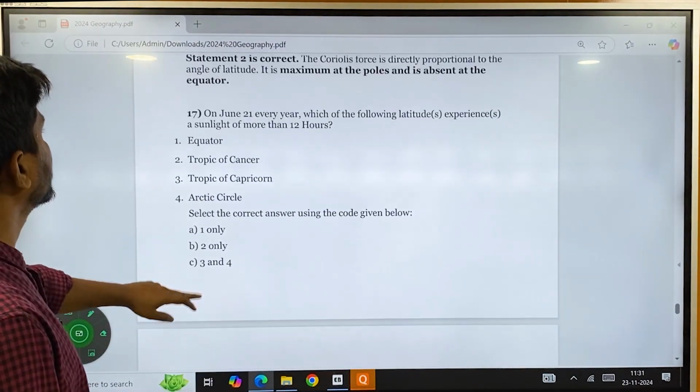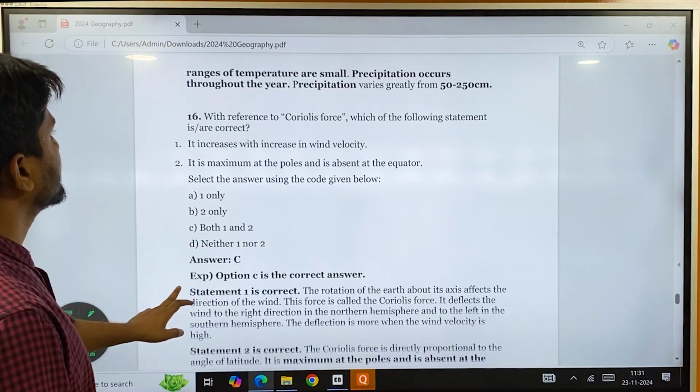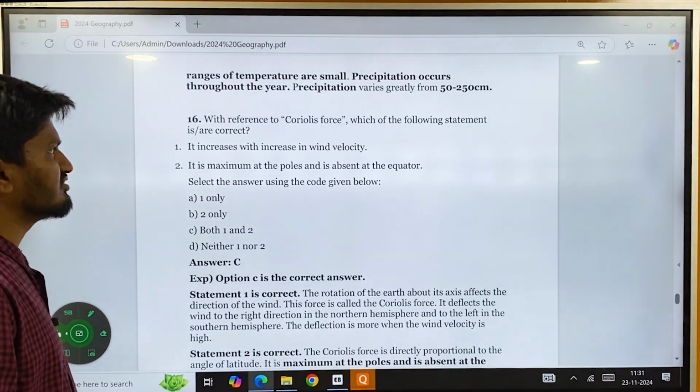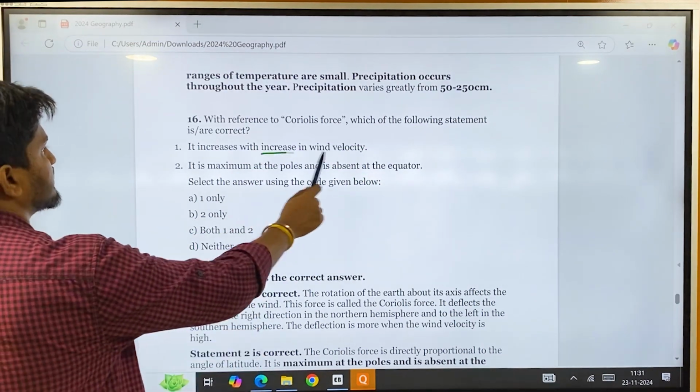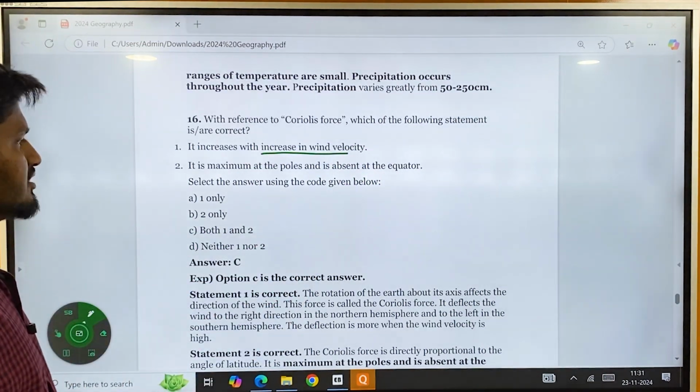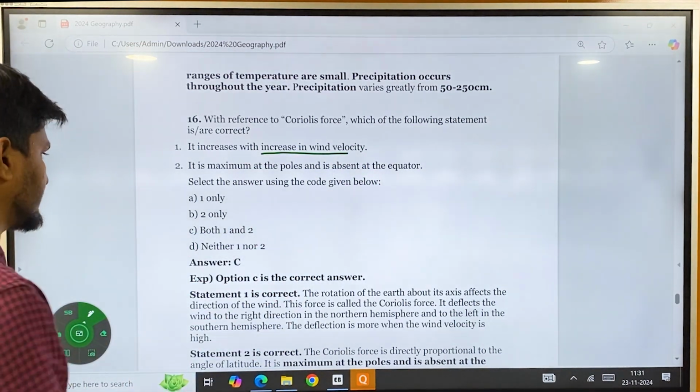Okay, and maybe the 16th question. With reference to Coriolis force, which one of the following statements is correct? It increases with the increase in wind velocity. It is maximum at the poles and absent at the equator. So the correct answer is C.